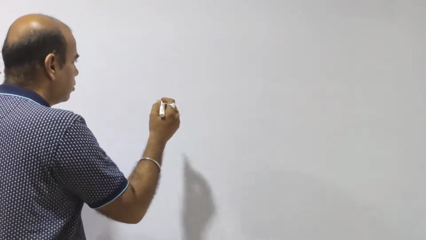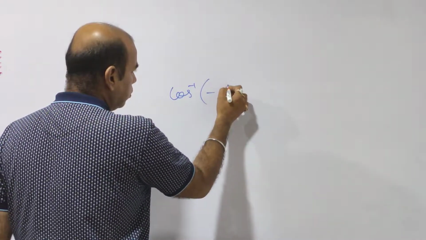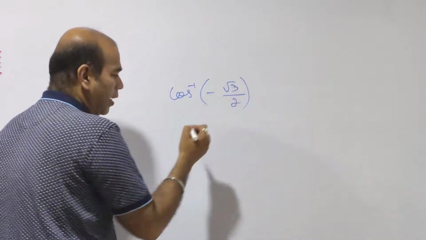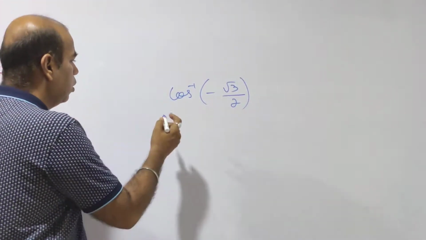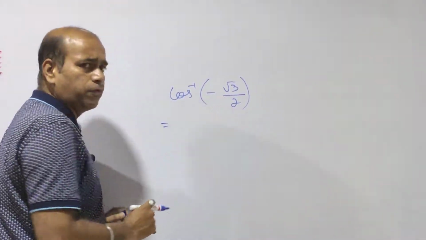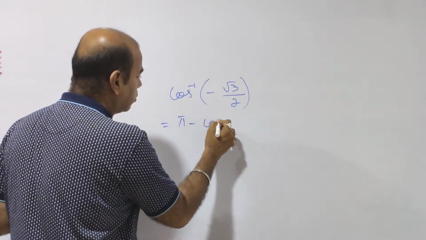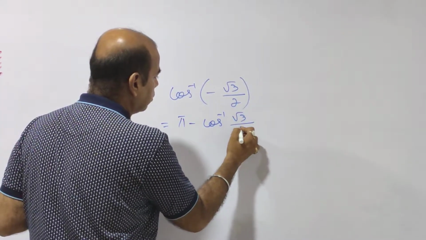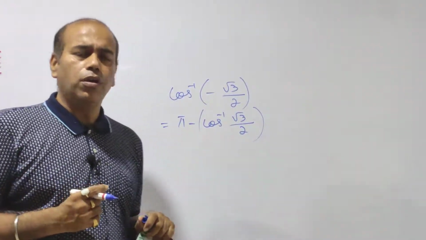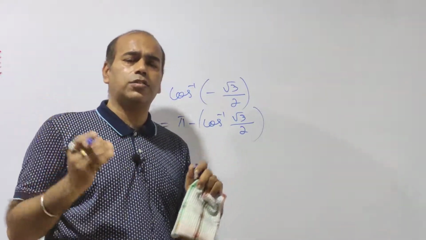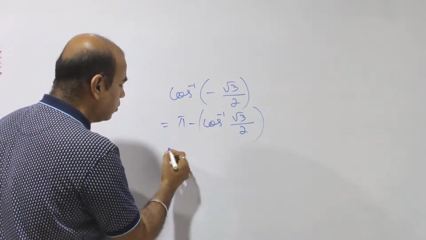The question is cos inverse of minus root 3 by 2. Now, your first step is to remove the minus. To remove the minus, I will write pi minus cos inverse of root 3 by 2. As per the formula I already wrote for you, cos inverse of minus x is pi minus cos inverse x.